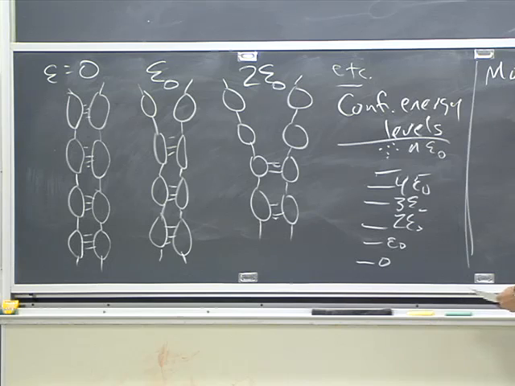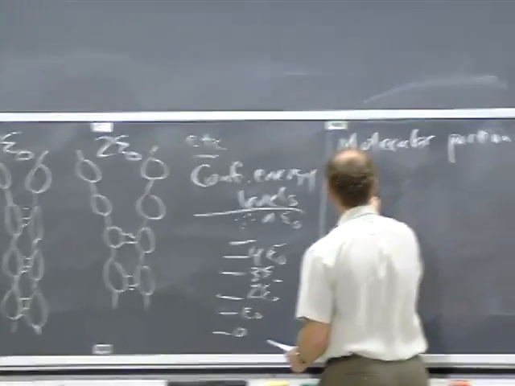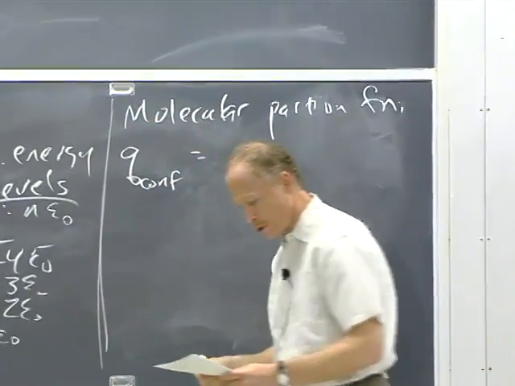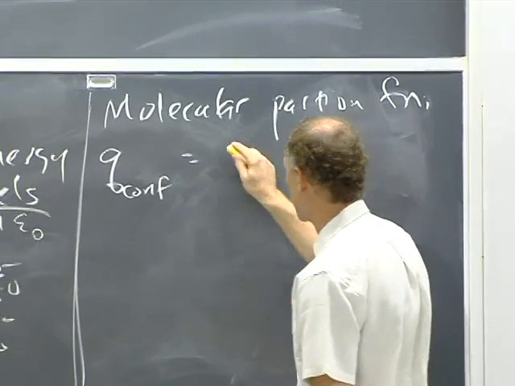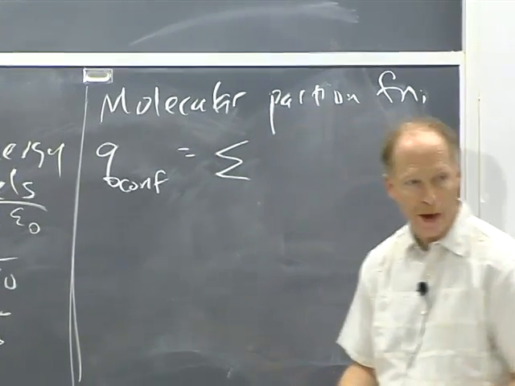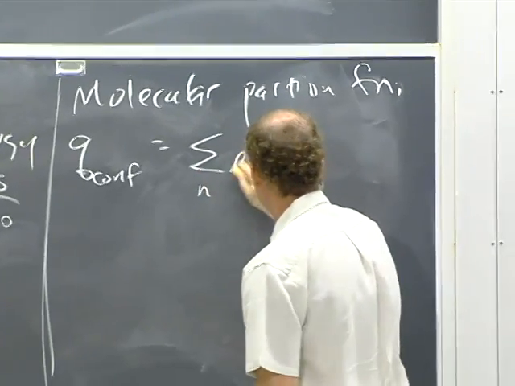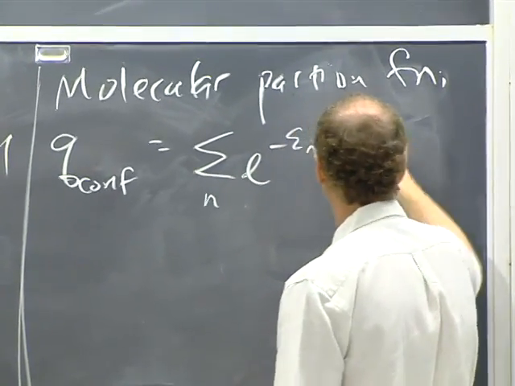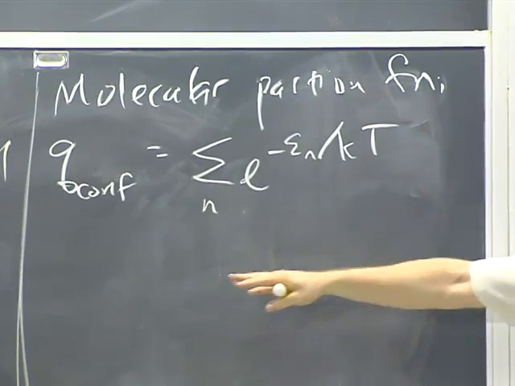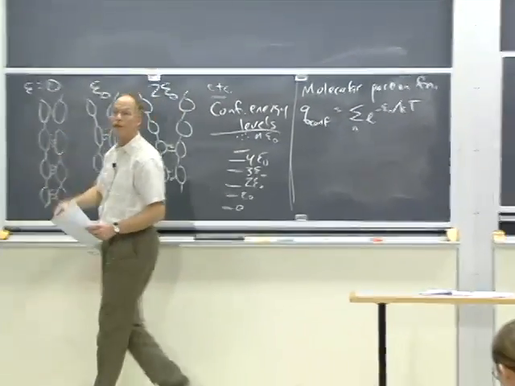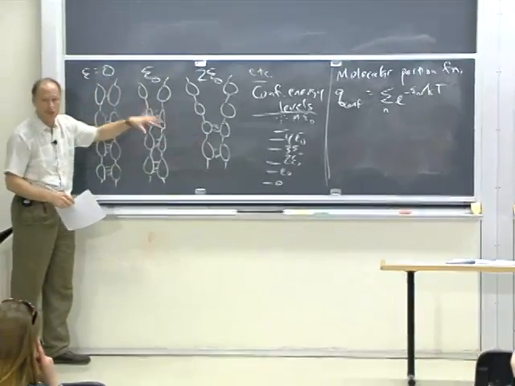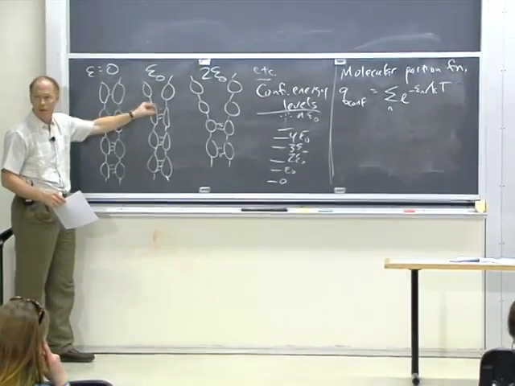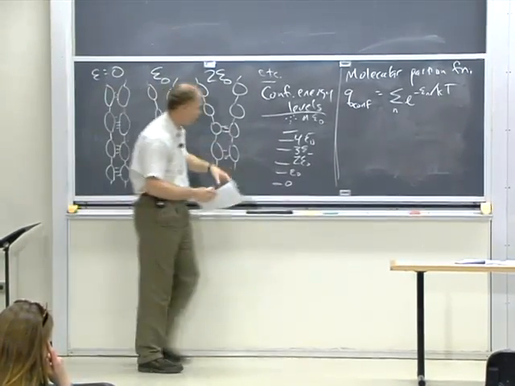So we'll start with our molecular partition function, as always. So it's q configurational, and it's just a sum over our available states with their associated Boltzmann factors. So sum over n of e to the minus E_n over kT. Now, the way I've modeled this, there are no degeneracies. Each energy level has just one microscopic state of the molecule corresponding to it, so there are no molecular degeneracies.